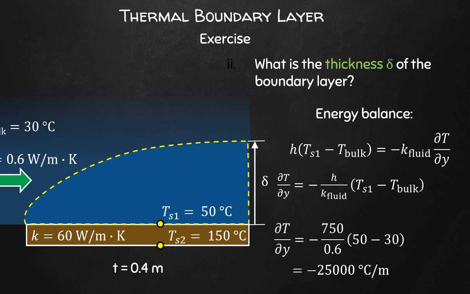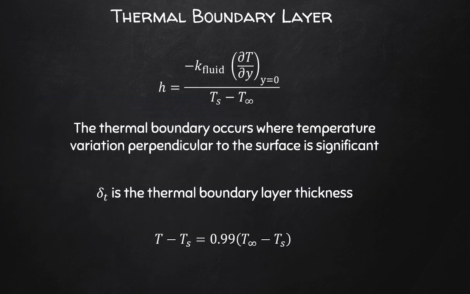Now, can you figure out how to determine the actual thickness from this result? See if you obtain my value of 0.792 millimeter. So, in summary, the thermal boundary layer occurs perpendicular to the solid surface when there is a temperature gradient present between the fluid and the surface. Note that if there is no temperature gradient, there would be no thermal boundary layer present, even though there may still be a velocity boundary layer present.